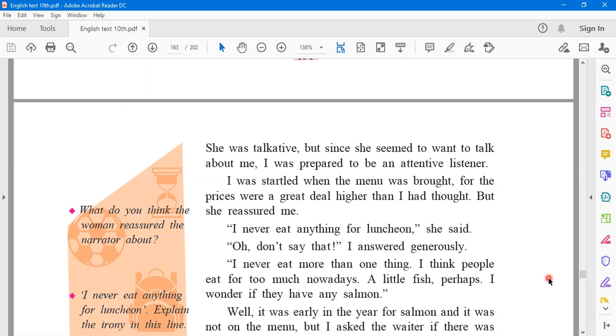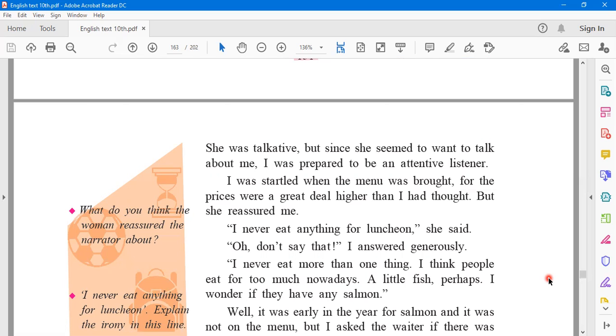And so she reassured the author, saying that I never eat more than one thing, I don't eat much at lunch. Okay, so here there is an irony, because there is a lot of contrast in what the woman says. I never eat anything for lunch. Here there's an irony. She said something, and her behavior was totally contrary, totally opposite to what she actually said.